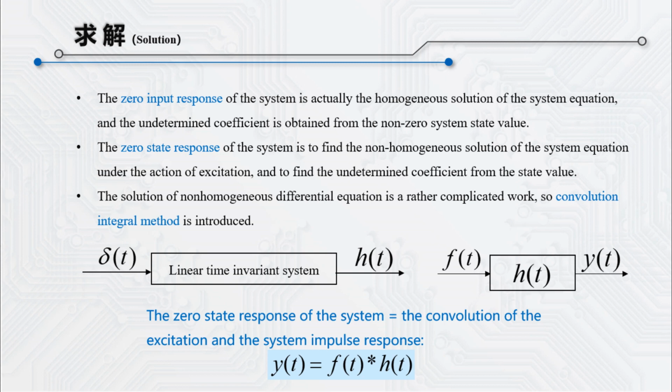If the excitation signal is not zero, the right end of the difference equation is not zero. So in this case, we need to solve the non-homogeneous equation, and its solution should include the homogeneous solution and a special solution. The solution process is also more complicated than the zero input response of the system. Another way to solve the zero state response of the system is the convolution integral method. This method will simplify the solution process. In the sixth lecture, we will discuss it in detail.